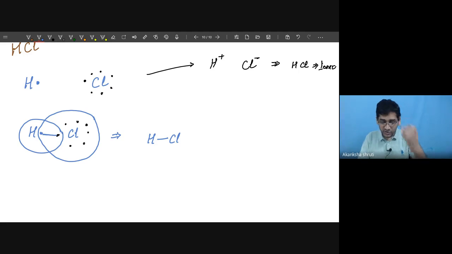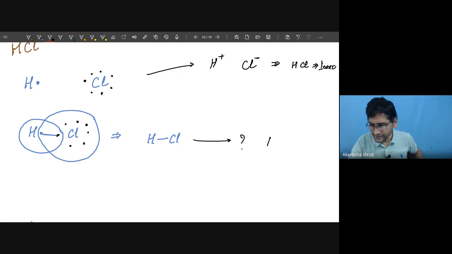So what is true? Whether the first mechanism of forming positive ion and negative ion is true, or this shared bonding is true. So which one is true? Practically it is found that HCl has a covalent bond, but it is ionic in character. So you will learn more detail in higher standard. That kind of bond is called the polar covalent bond.